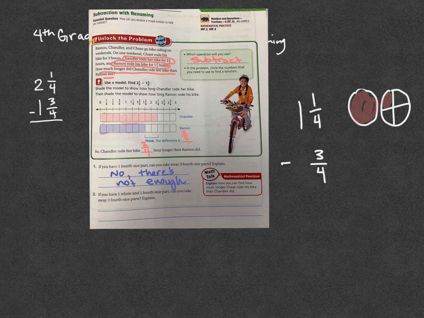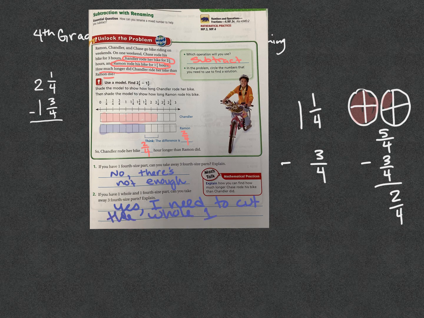Well, there is. I just need to go ahead and cut up this pie, because then once I do that, I have 1, 2, 3, 4, 5/4, right? That is now 5/4, and that's plenty in order to take 3/4 away. 5 minus 3 is 2/4, right? So if I have 1 whole and 1/4 size, is there enough to take 3/4 away? Yes. I need to cut the whole one. That's what I need to do in order to be able to do that.